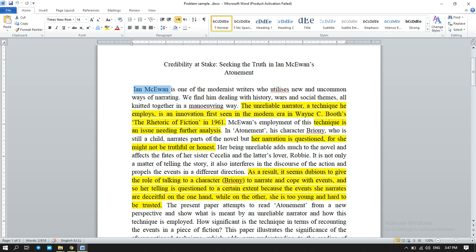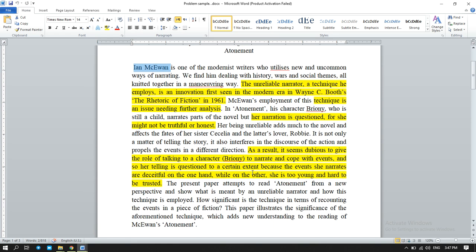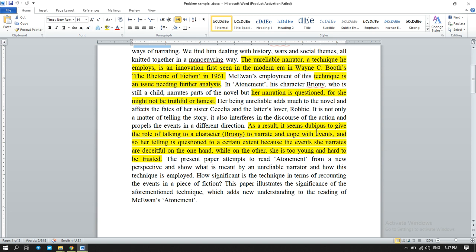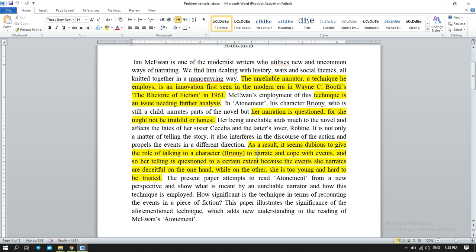It has not been done before, something new. In Atonement, his character Bryony is still a child. Her narration is questioned, for she might not be truthful or honest. As a result, it seems dubious to give the role of narrating and coping with events to the character Bryony, and so her telling is questionable to a certain extent. So the problem in this abstract is, I found that the narrator is not truthful in her narration, and this is done deliberately according to the writer's narration.